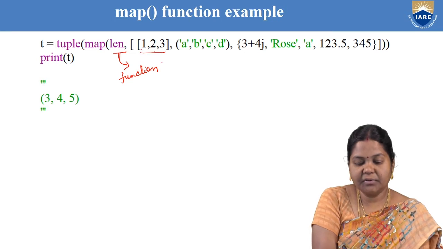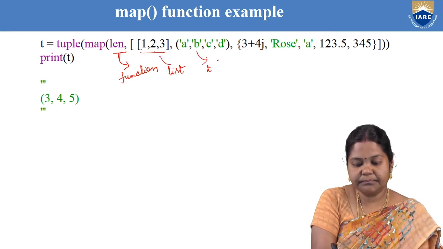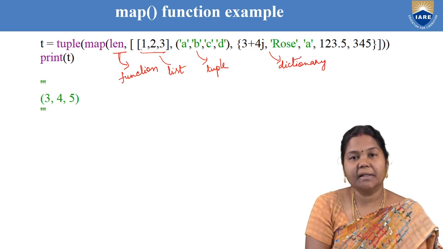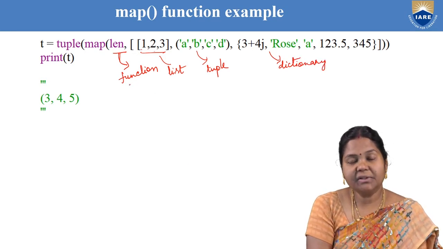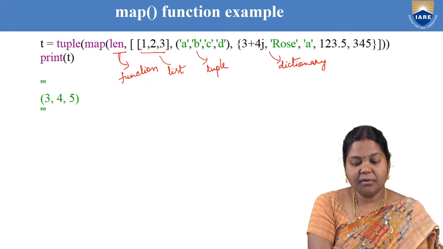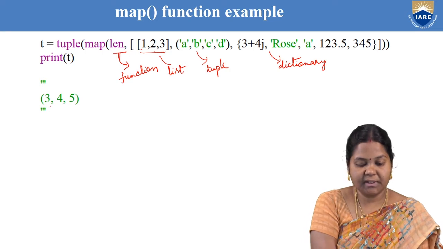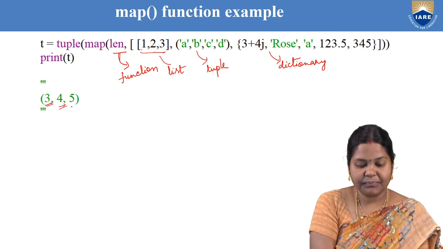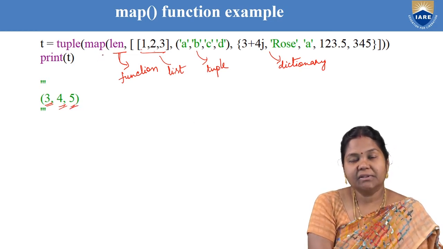The first iterable is a list, the second iterable is a tuple, and the third iterable is a dictionary. So we have taken multiple iterables, and the length function is applied to all of them. First it will find the length of the list, which is 3. The length of this tuple is 4. The length of this dictionary is 5. So the length function is applied.